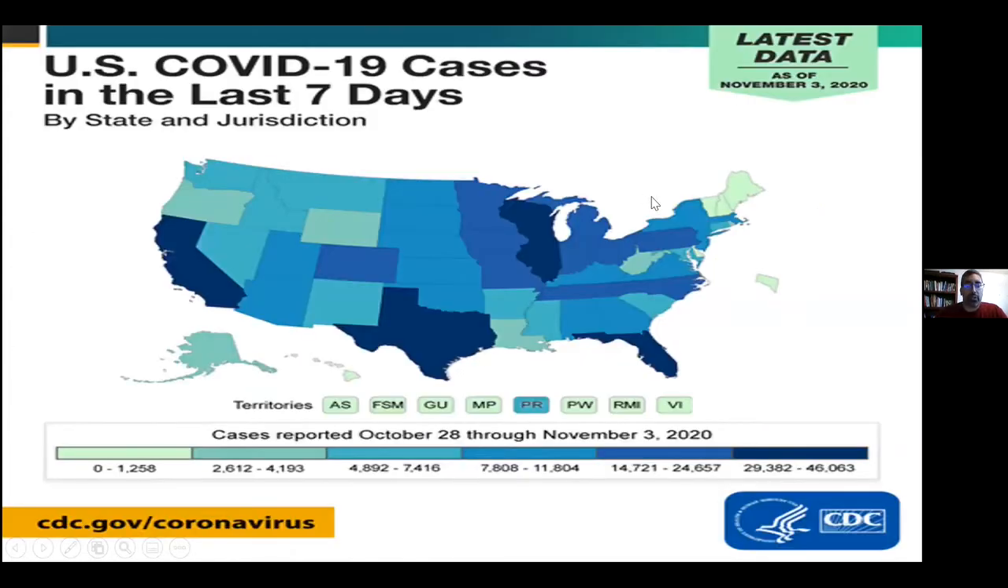This slide shows the number of COVID-19 cases in the United States for just 1 week from October 28th to November 3rd, 2020. The darker the color, the higher the number of cases, with Ohio being in the second darkest color, which represents between 14,000 to 24,000 cases, again, just for 1 week.